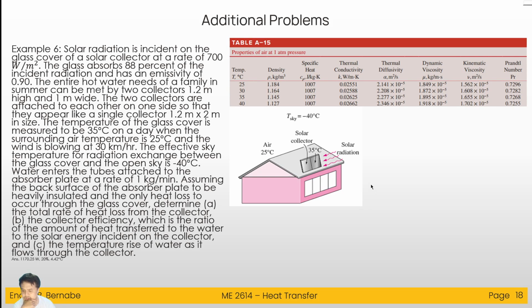Then the collector efficiency, which is the ratio of the amount of heat transferred to the water and the solar energy incident on the collector, and the temperature rise of the water as it flows through the collector.